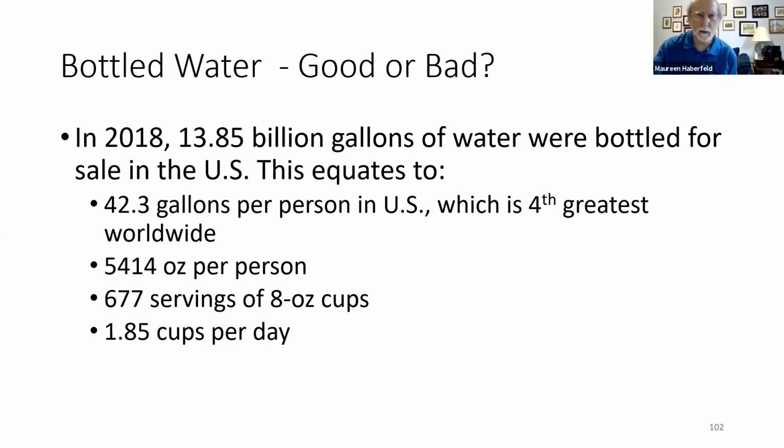And you can see what this number equates to: 42.3 gallons per person in the US per year, or 5,414 ounces per person, 677 servings of 8-ounce cups, or 1.85 cups per day per person.